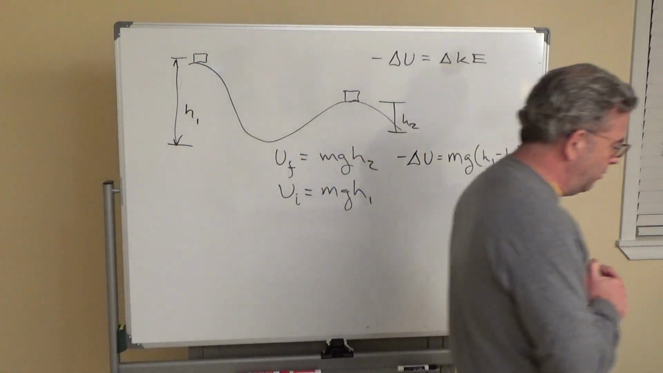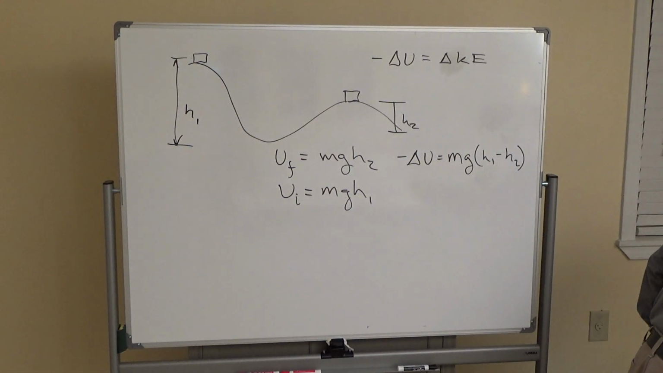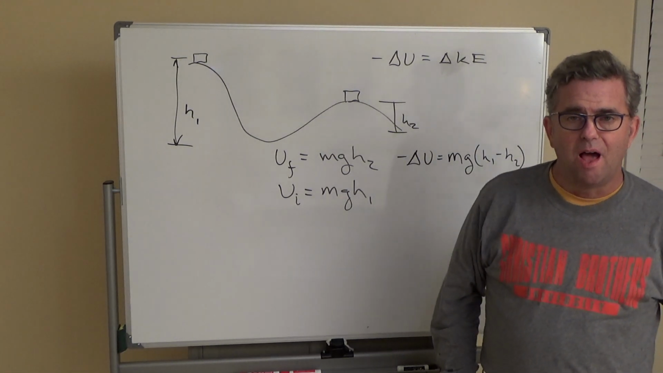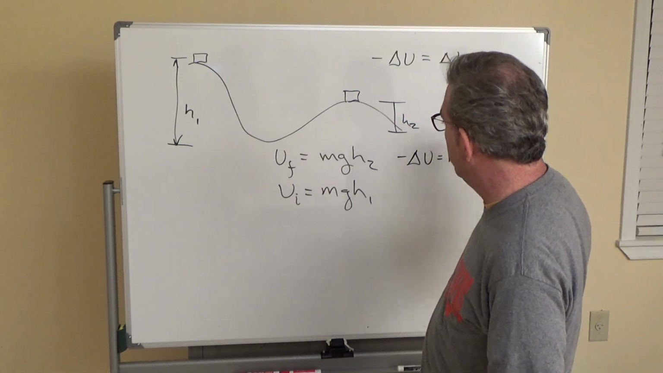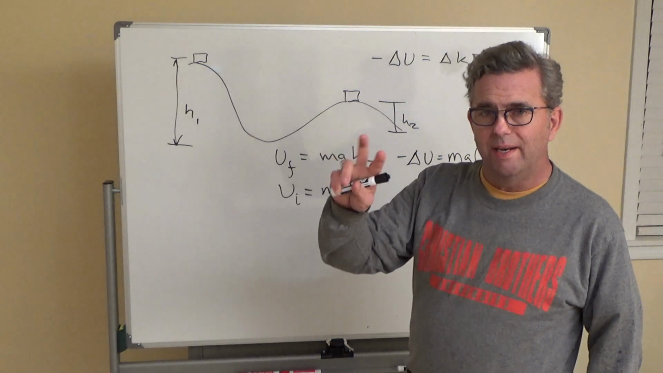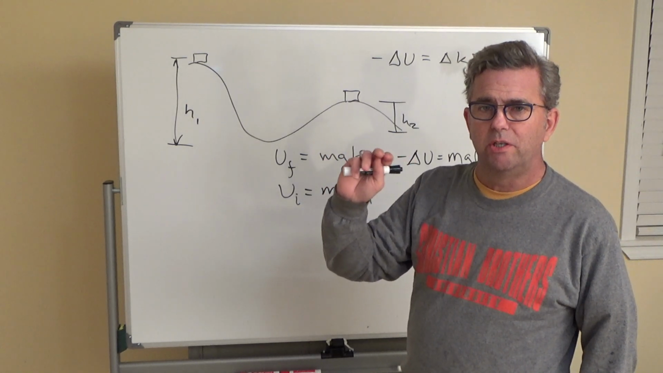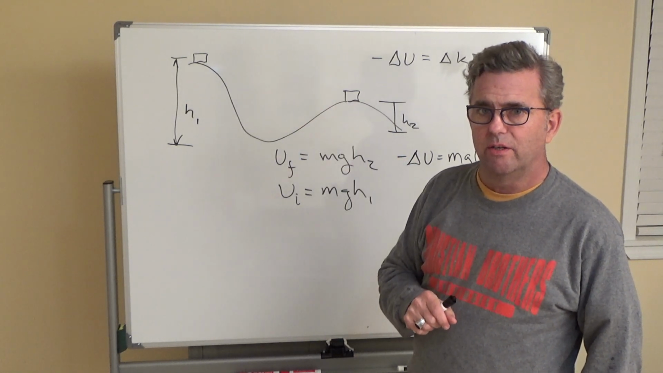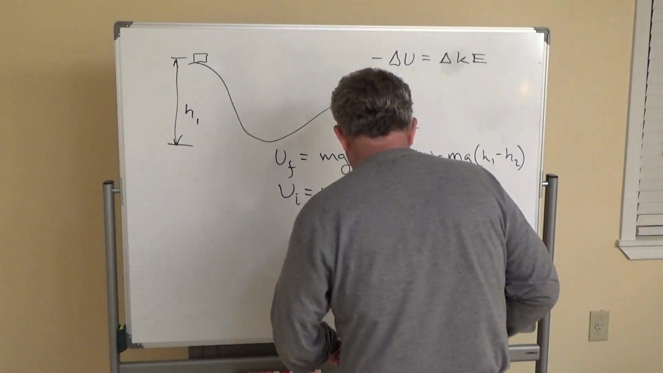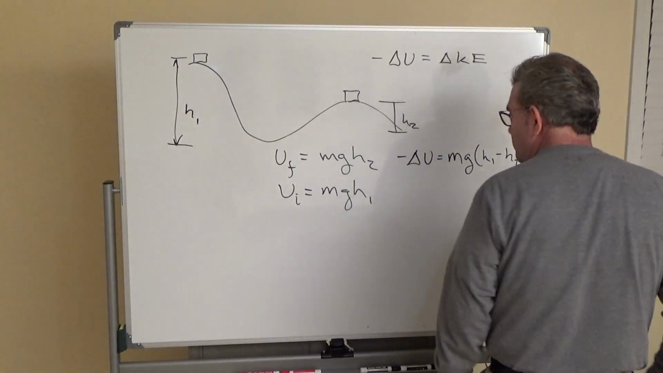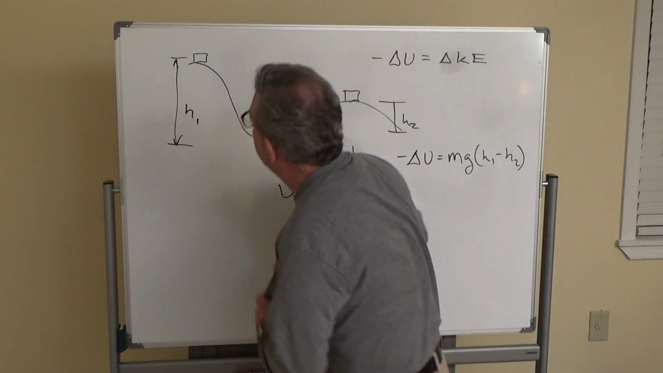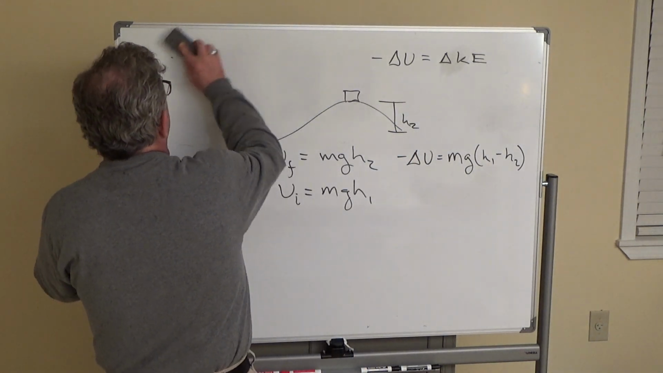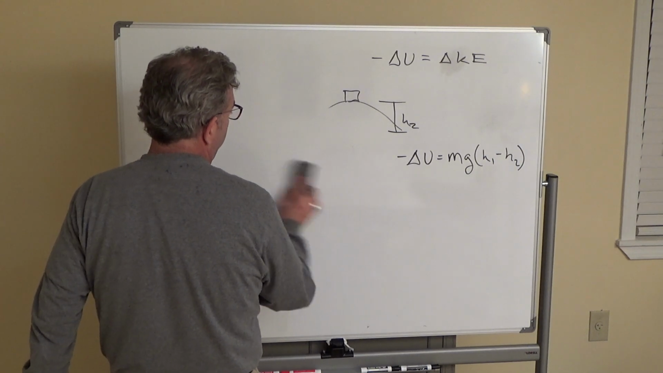I think it's asking you to determine the velocity at different points along the trip. And this is what you're doing the whole time. You're equating that change in potential energy to the change in kinetic energy. Okay. That one shouldn't give you very much trouble. Let's look at number 2.